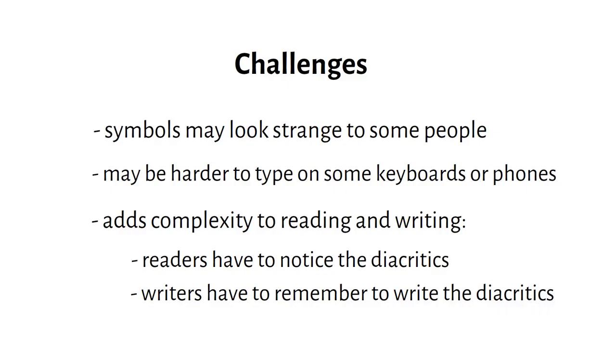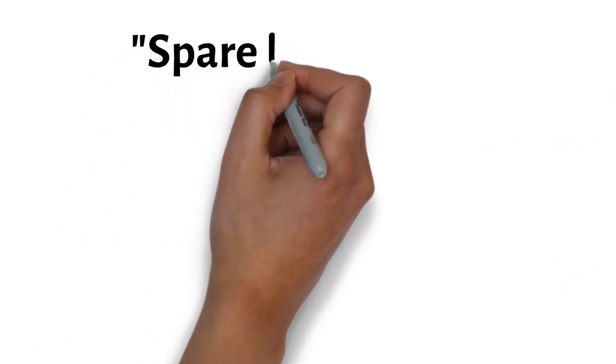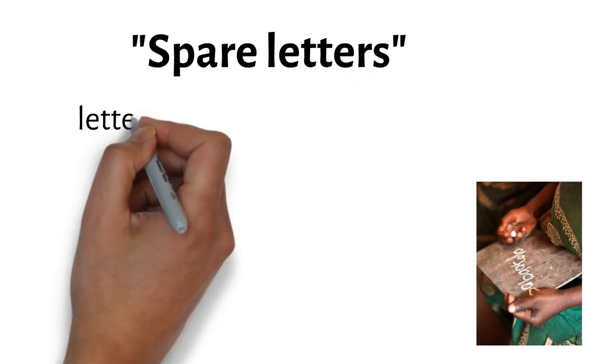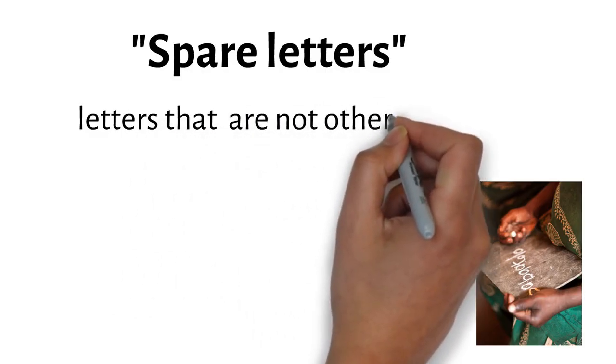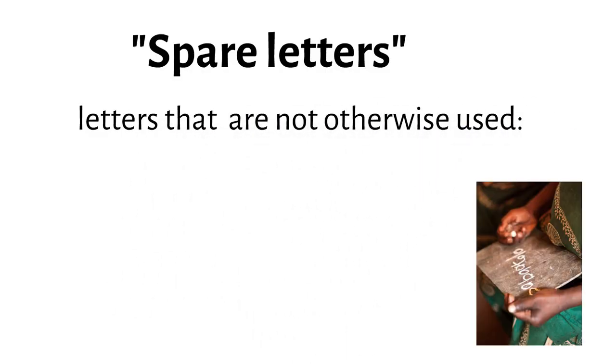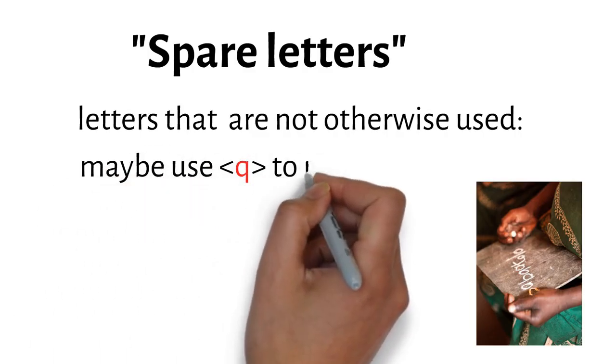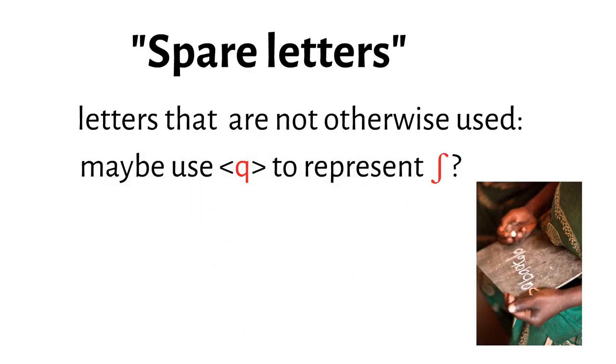Multigraphs and diacritics. These are interesting twists on how to write consonants and vowels. Is there another option for graphemes? Yes, another way to keep the one grapheme per phoneme concept, but in a different way, is to use what we'll call spare letters. That is, letters in the script that are not assigned to a particular phoneme. For example, you could use Q to represent the phoneme sh.